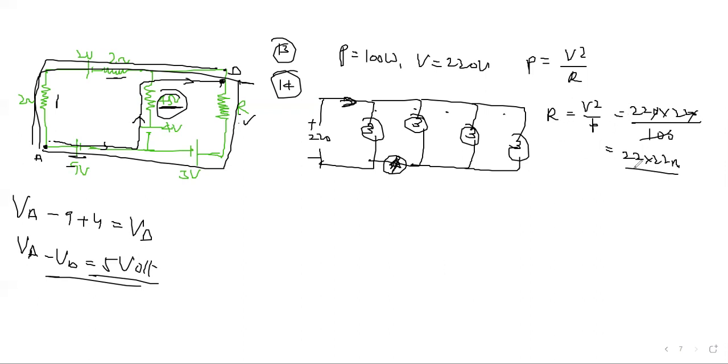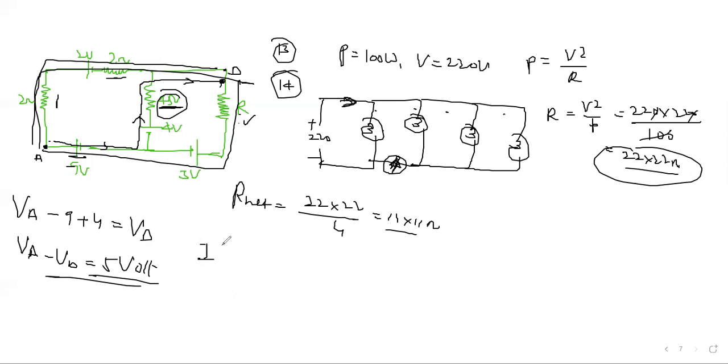Now we have four resistances, right? All are connected in parallel. So what is the net resistance of this circuit? Net resistance is obviously 22 into 22 by 4. You can write 11 into 11 if you want, the 2 2 you can cancel. This is the net resistance. Four resistances of this value connected in parallel, so net resistance is divided by 4.